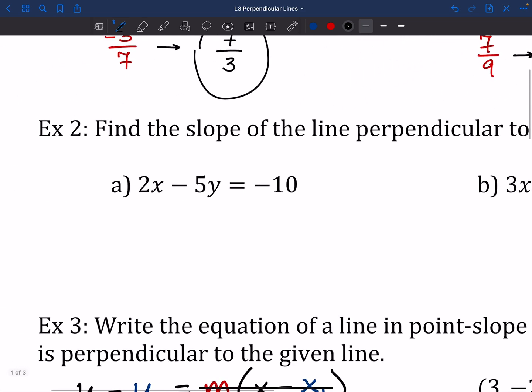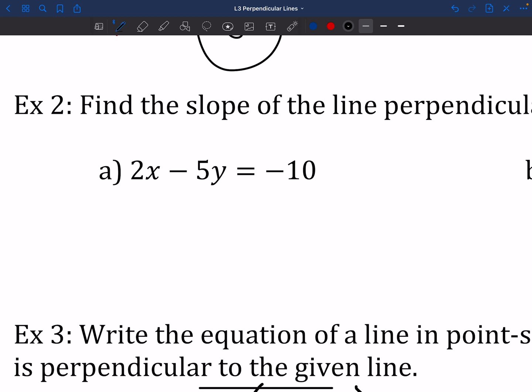For something like this one, just like you can see over to the side of your paper, when we have something in standard form, we have our little shortcut. Our slope is equal to A, slap a negative on it, and divide by B, just like it was when we were doing parallel lines. So the slope on this one, the A is 2, the B is -5. So the A was 2, slap a negative on it. The B was -5.